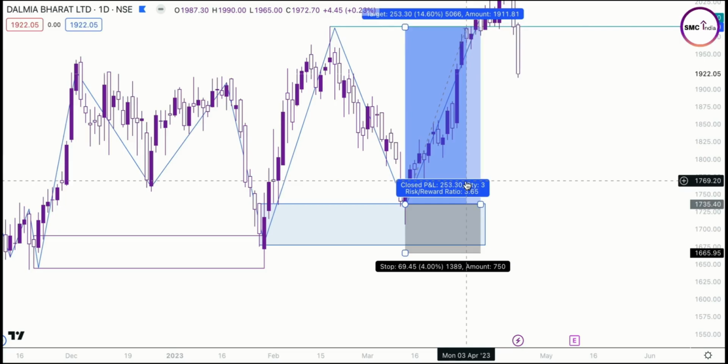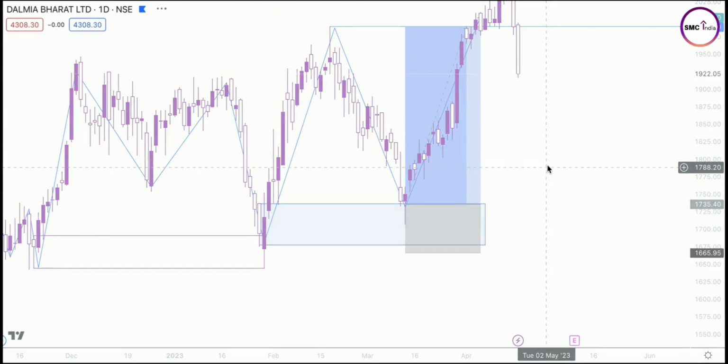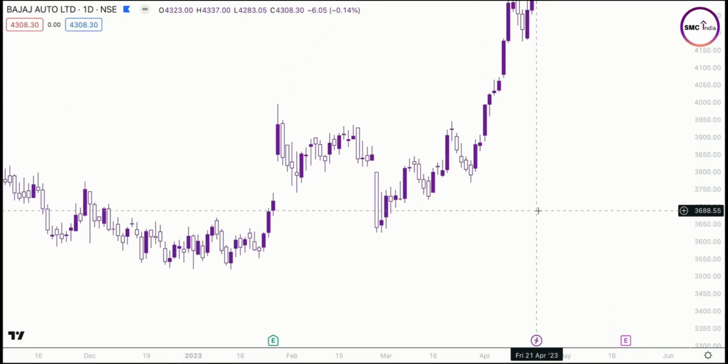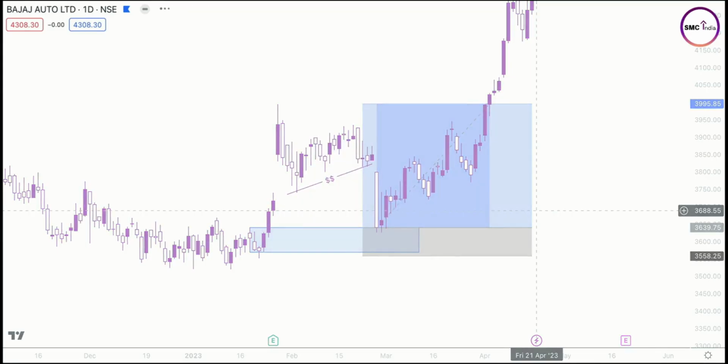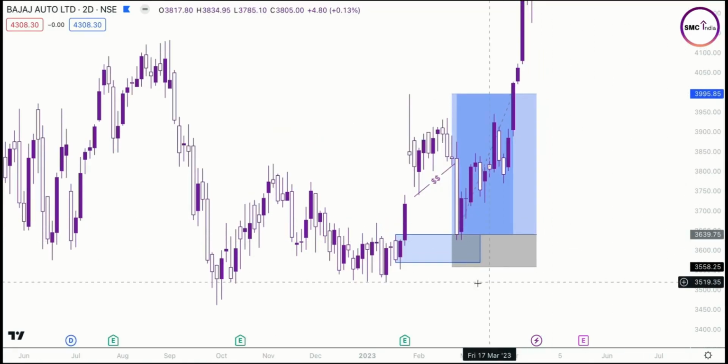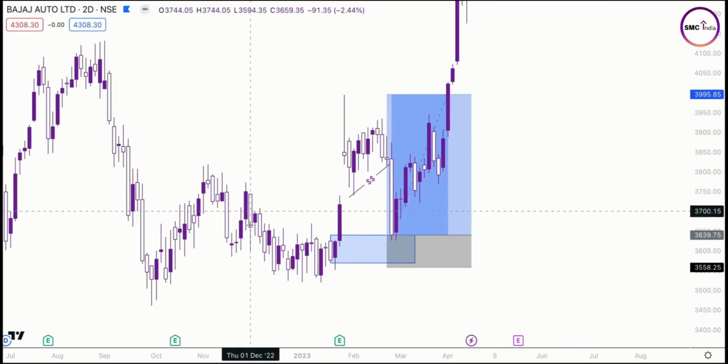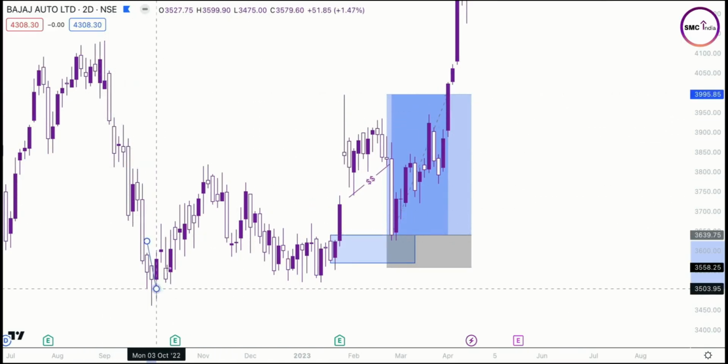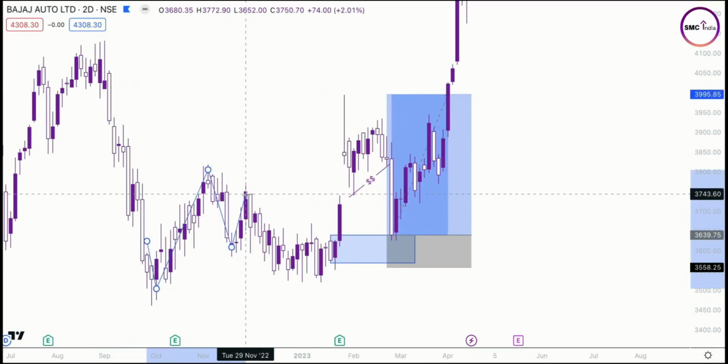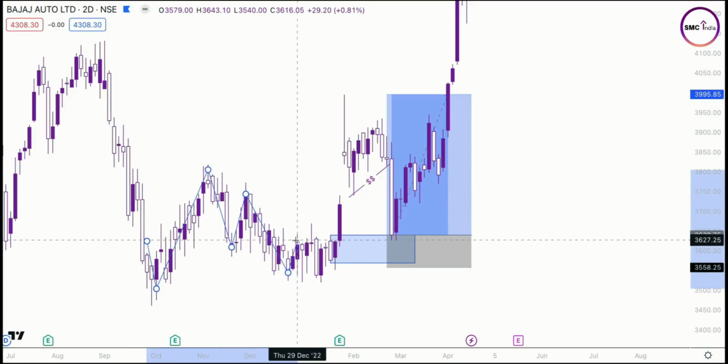Now coming on to the next chart, this is Bajaj Auto. I traded this on the 2-day time frame because it was very clear on the 2-day time frame. You could see that the price comes back, consolidates a bit.